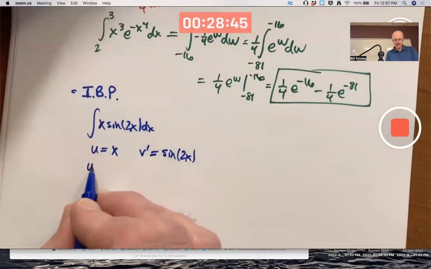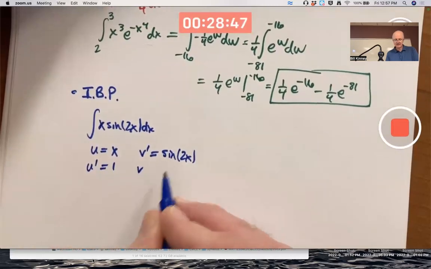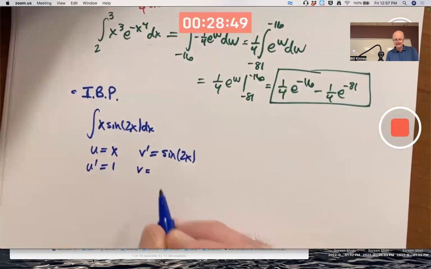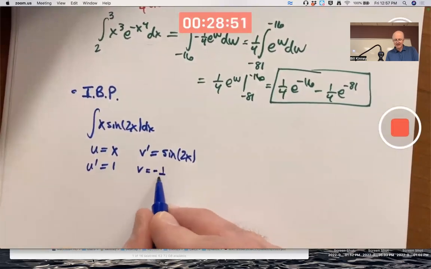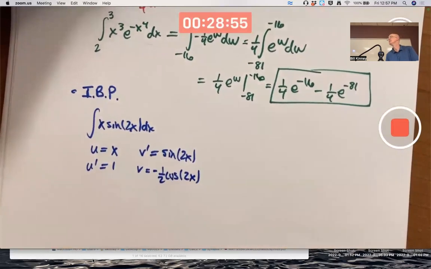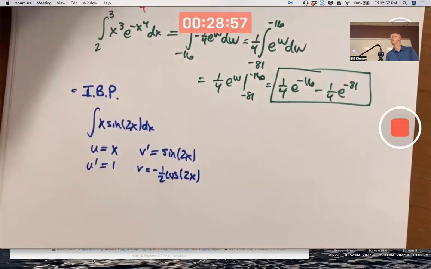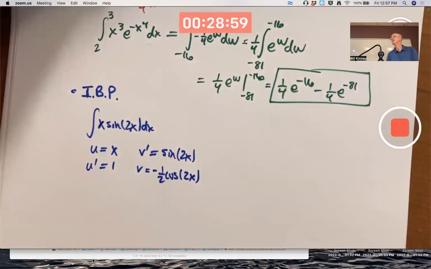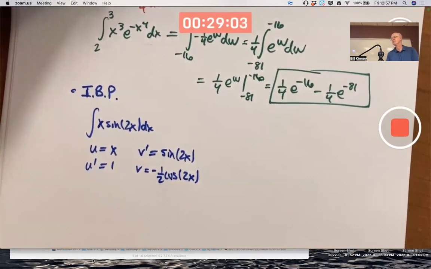U prime is 1. V, the integral of sine of 2x, be careful, it's negative 1/2 cos 2x. I did an integral in my head right there. I integrated sine 2x in my head because of practice. I can do that in my head.